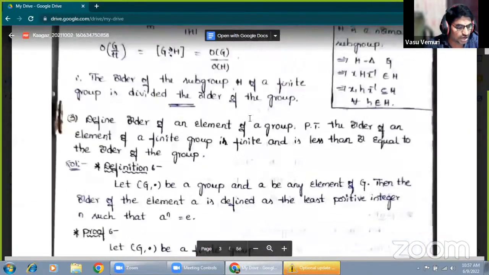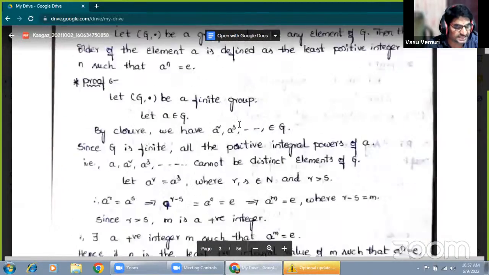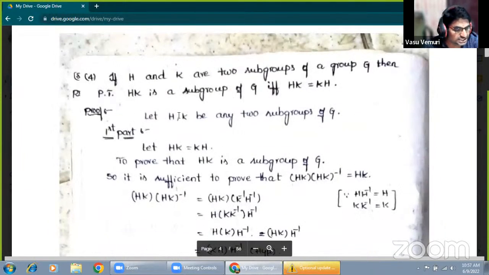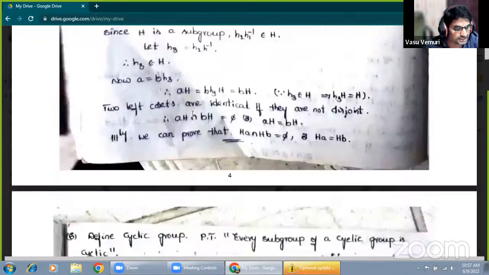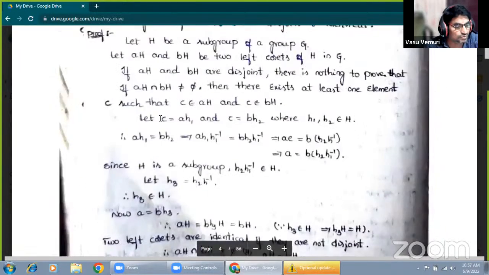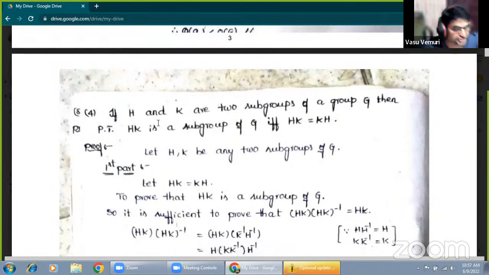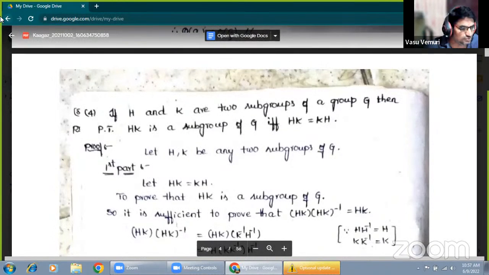Now, a very important theorem is here. That theorem is also very important. See another one, because there are so many important theorems here. Just you have to see here. If H and K are two subgroups, this is the subgroup concept.